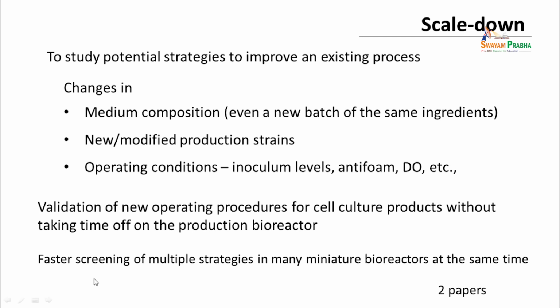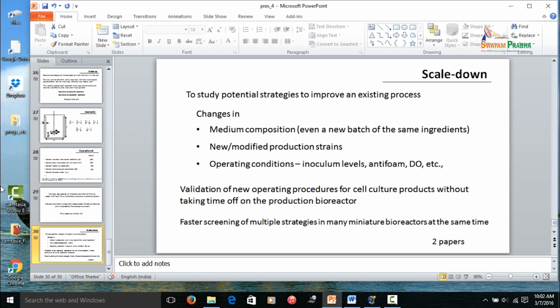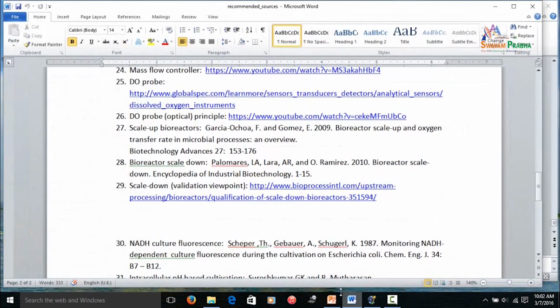There are two papers here that I would like to point out. These are given in your reference document. Number 27 is on scale up, which we talked about, Garcia Ochoa. Number 28 is on bioreactor scale down, Palomares, Lara and Octavio Ramirez, 2010, Bioreactor Scale Down in the Encyclopedia of Industrial Biotechnology. And the validation viewpoint in scale down has been given in this website. You can go and check out this website.